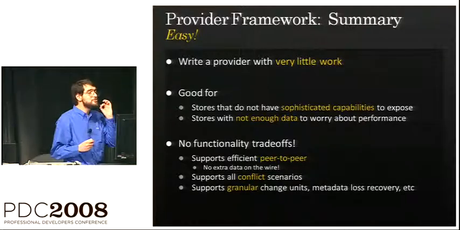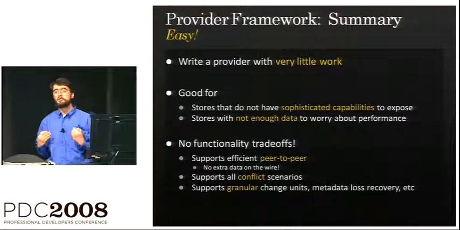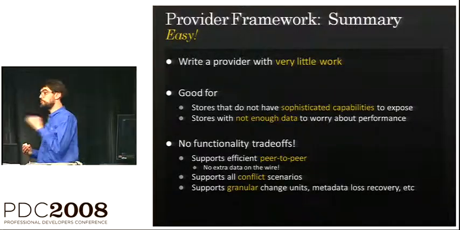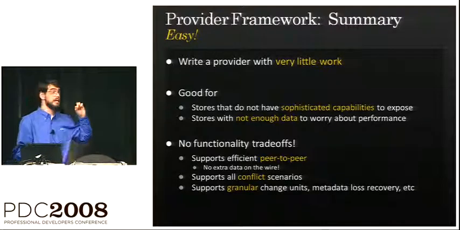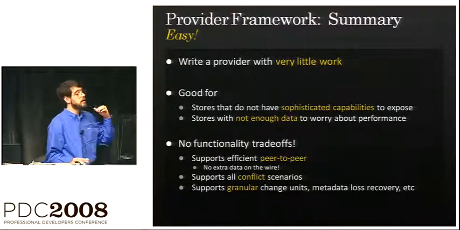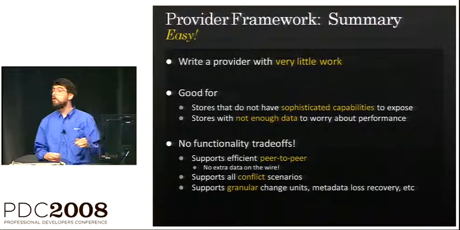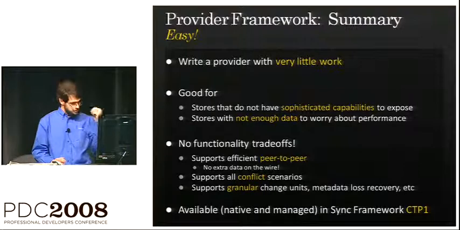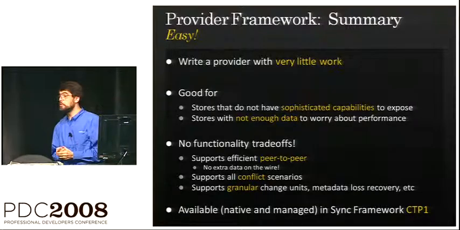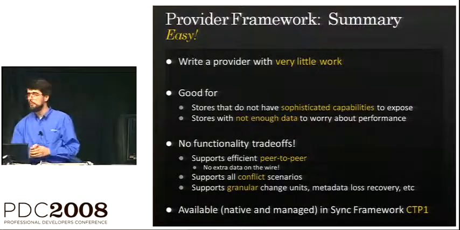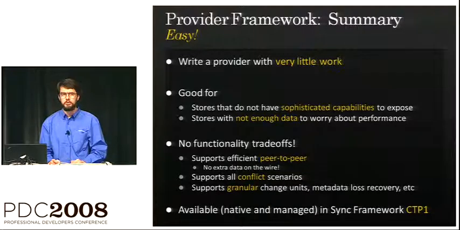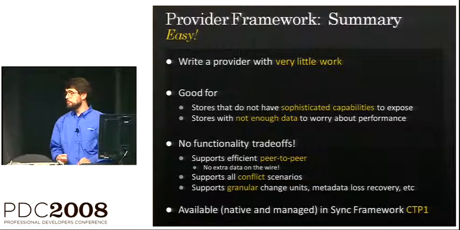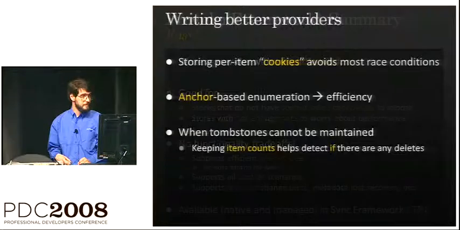And there are absolutely no functionality trade-offs that are introduced by writing a full enumeration provider. A full enumeration provider is just as good at detecting conflicts, at resolving conflicts, at handling connection drops, at handling various kinds of failures, all the way up to the loss of metadata. So, the provider framework is available in Sync Framework v2 CTP1, which is either available on the web right now or will be in a couple hours. So I encourage everyone to go and play with that.